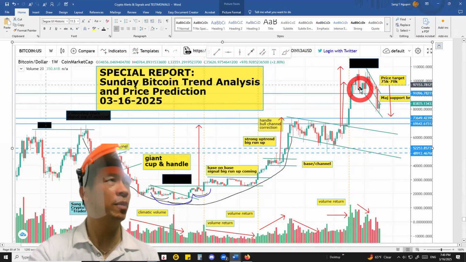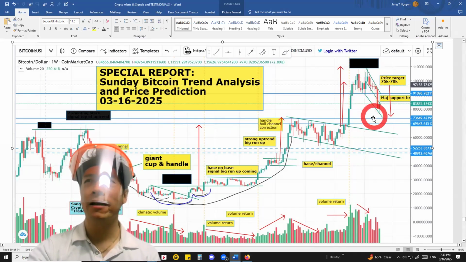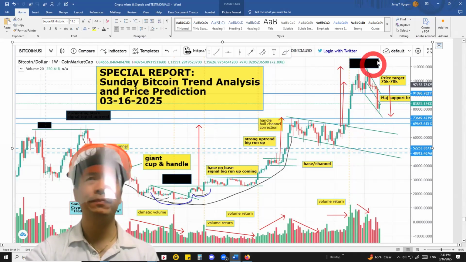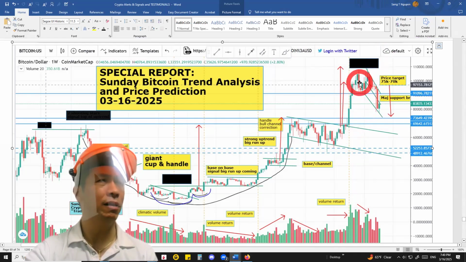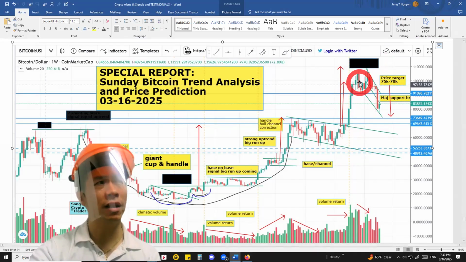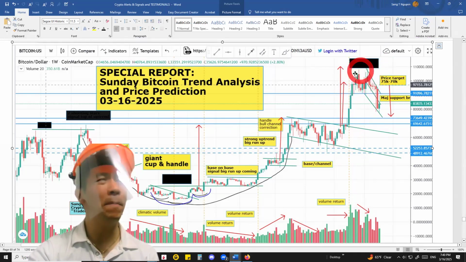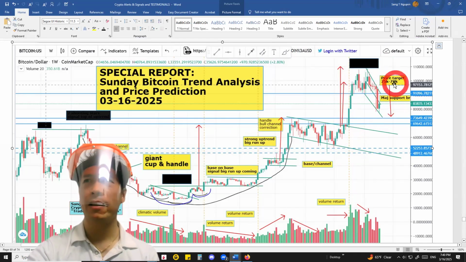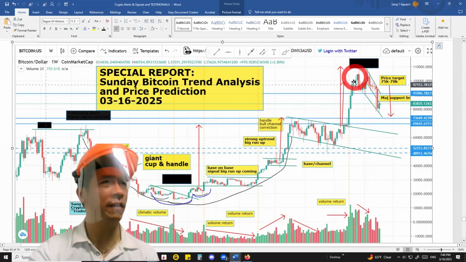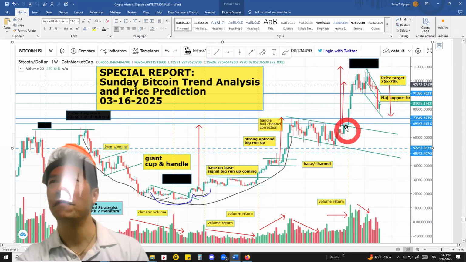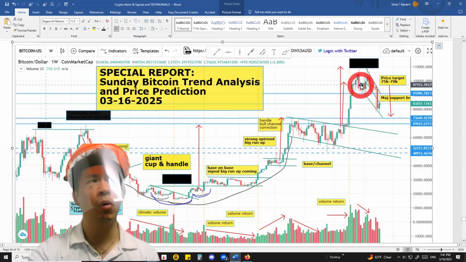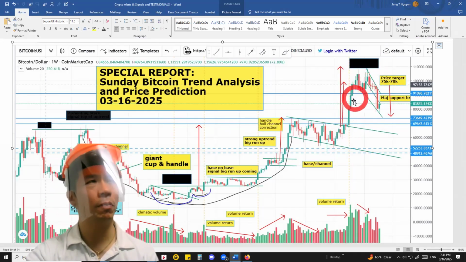Sometimes they are FOMO people coming in. Sometimes they could be short sellers coming in, okay? So there are many of them in here. Some of them will probably be profit takers. They sold to take profit, and some of those people will be short sellers opening short positions.